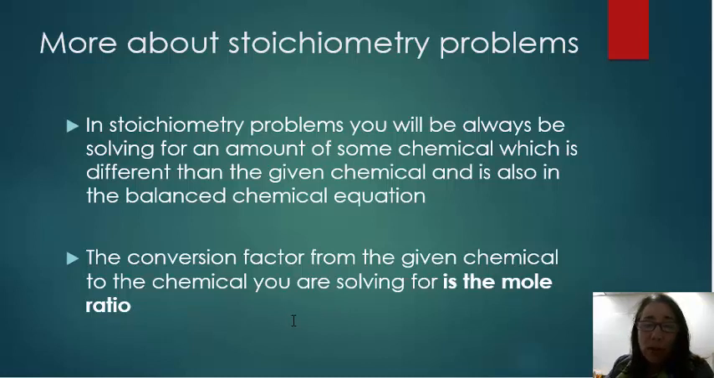So the conversion factor from the given chemical to the chemical you're solving for, which is different, is always, always, always the mole ratio. So super important that you know what a mole ratio is, and super important that you know where you get it from, the balanced chemical equation. And super important that the given chemical is always in the denominator, and the chemical that you want is always in the numerator.